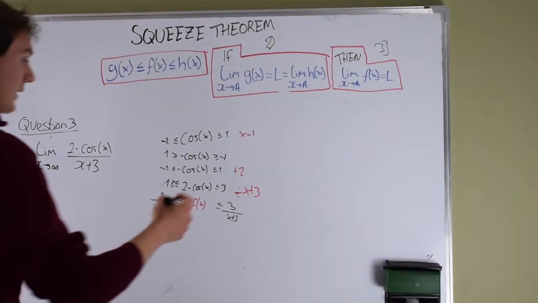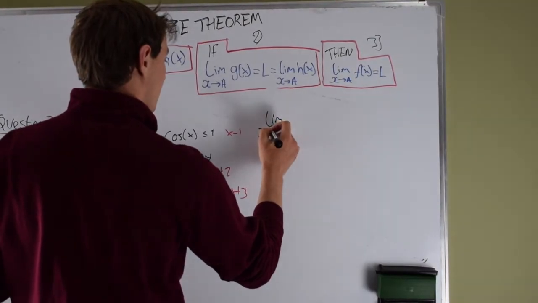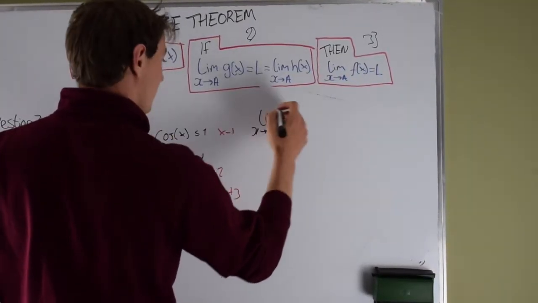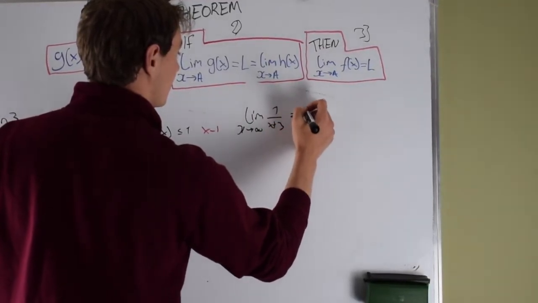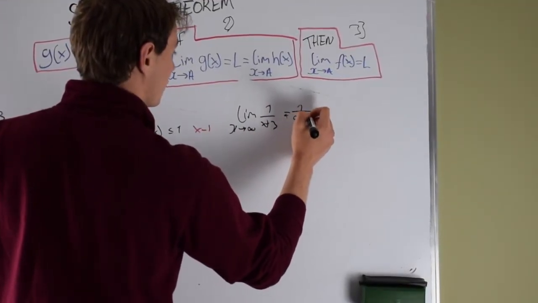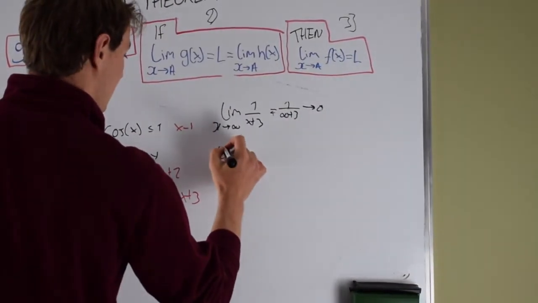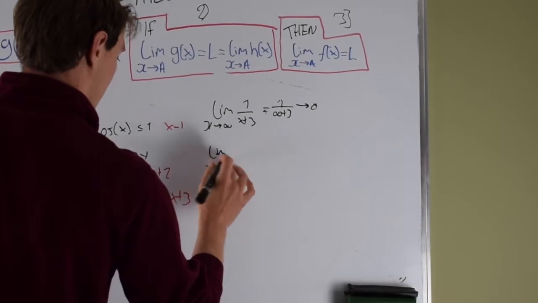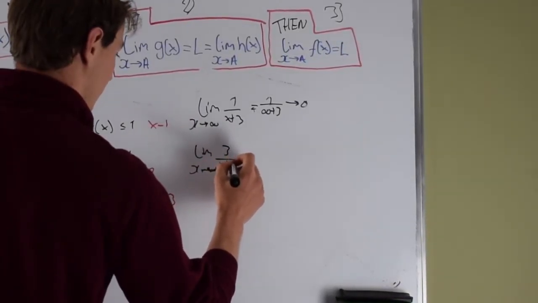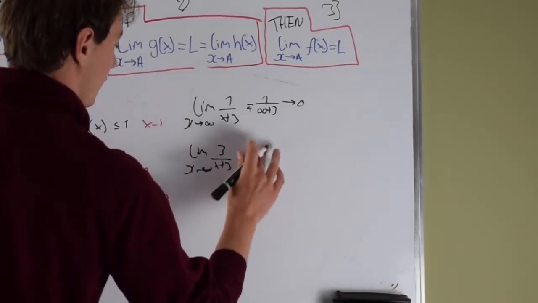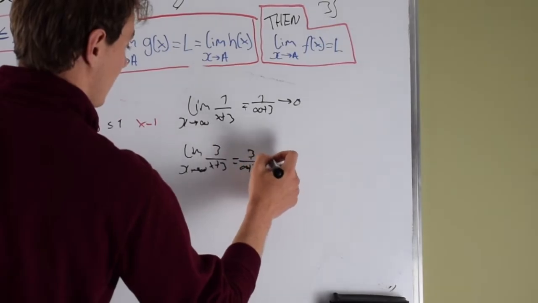So, like before, we just take the limits of this. I'm going to do that here. So the limit of the left-hand side as x tends to infinity, we put 1 over x plus 3, and this is basically 1 over infinity plus 3, which tends towards 0. Now, same again on the right side. Limit as x approaches infinity of 3 over x plus 3, and like before, 3 over infinity plus 3, it tends towards 0.